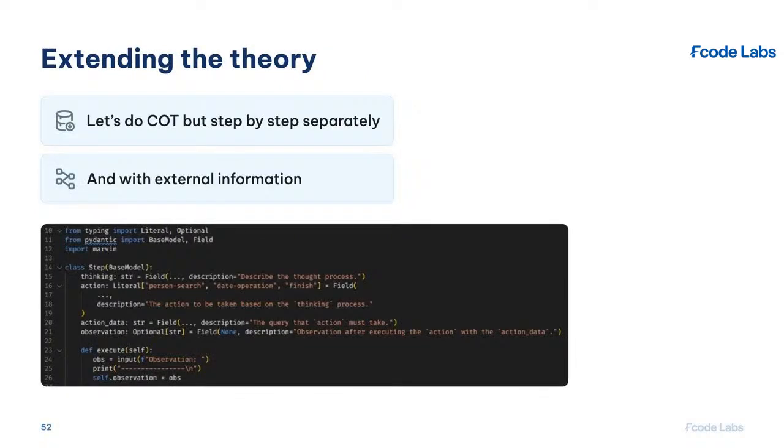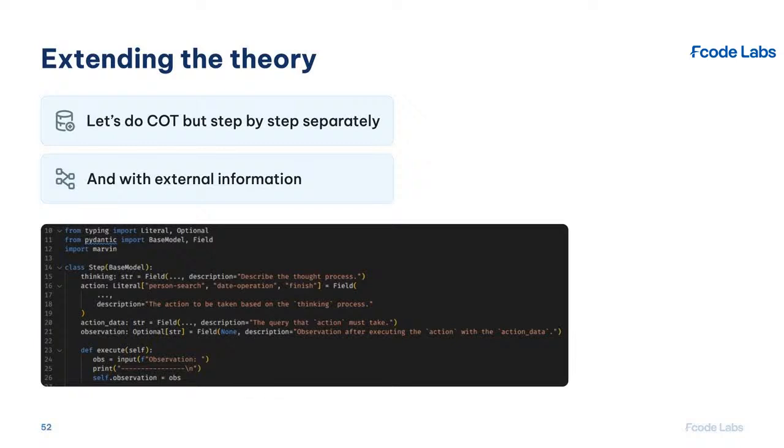We can extend this theory further. So in the COT, what we do is we identify steps and run them all, but instead this time we do it one by one, as we did in prompt chaining, and we need to send information at each step with the external source. So we are doing that as we did in knowledge prompting.